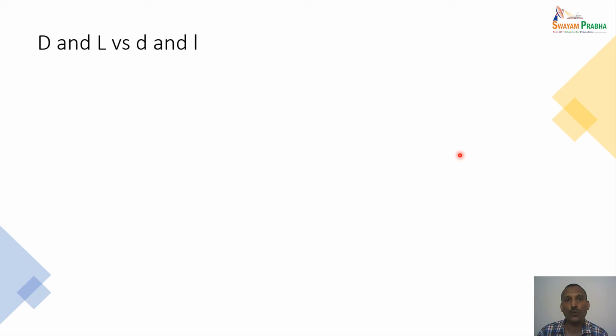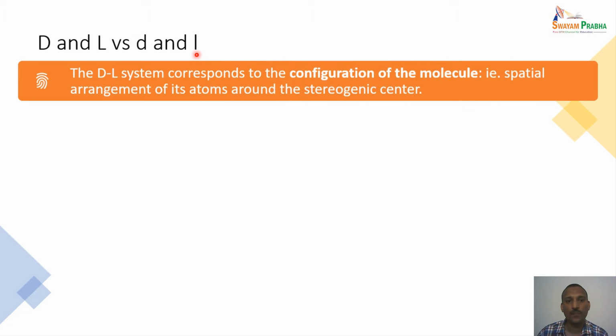Before we move on, we need to know that there is something called capital D and capital L, which was first proposed by Fischer. This is the Fischer notation. Simultaneously, people were also talking about small d and small l, which mean dextrorotatory and levorotatory. The DL basically corresponds to the configuration of the molecule. In other words, the spatial arrangement of atoms or groups around the stereogenic center is the DL representation or DL notation.